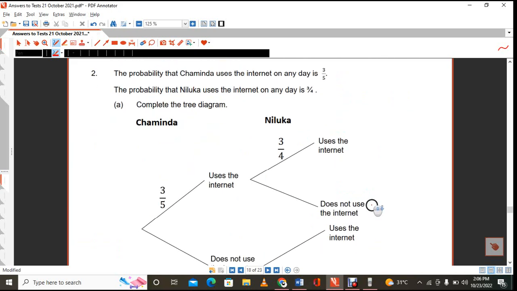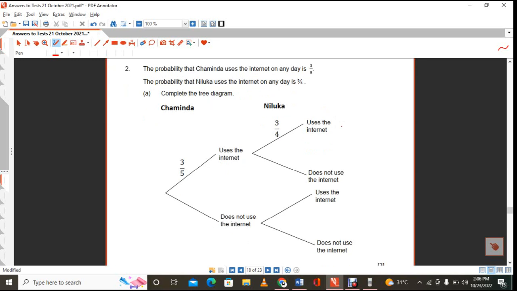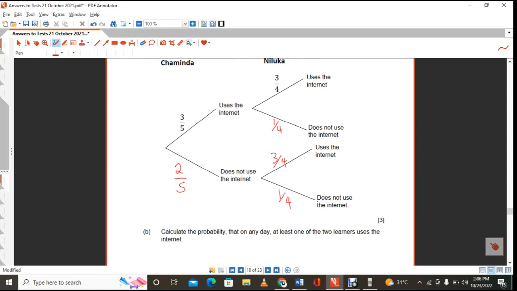Question 2. The probability. So let's make this one a bit smaller for us to be able to see the whole diagram. That Chaminda uses the internet on any day is 3 over 5. So remember, this one here is going to be 2 over 5 because it should add up to 1. 3 over 5 plus 2 over 5 gives you 5 over 5, which is 1. So if that is 3 over 4, then this one here should be 1 over 4, because again 3 over 4 plus 1 over 4 should give you 1. Okay, that takes care of us completing the tree diagram.